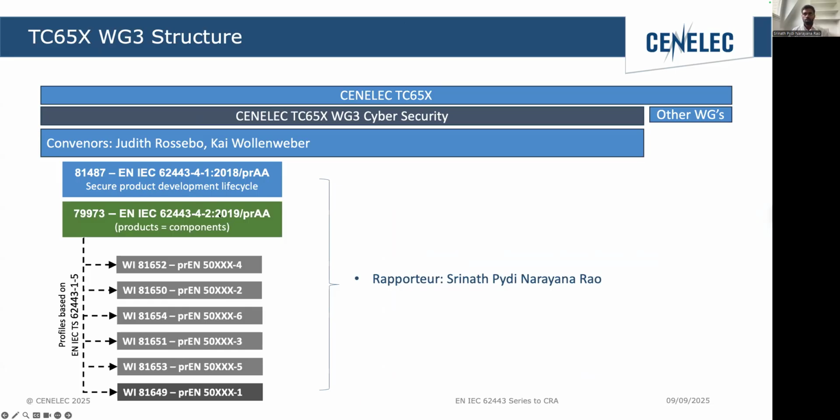If we are strong, if we know what to do in this document relating to CRA, we can develop these verticals. That's the idea, and that's the approach. We have the conveners who have developed this strong idea, and I love this approach by Kai and Judith, and I will be the reporter to develop these verticals and also help these standards, 4-1 and 4-2, to evolve.